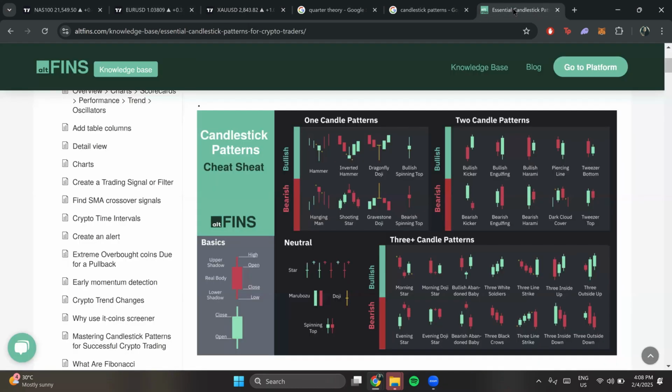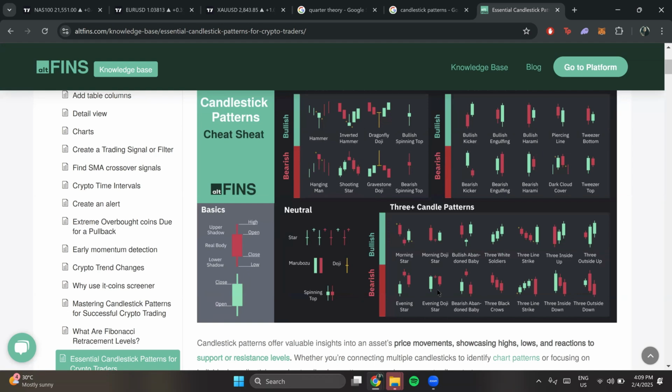I have a little cheat sheet here for you guys. Looking at this, we have different candlestick patterns: one candle, two candle, three candle, etc. There's the hammer, with the wick to the bottom, the inverted hammer with the wick to the top, the dragonfly doji, the bullish spinning top, the bearish spinning top, the gravestone doji, the shooting star, the hanging man. Then we have bullish engulfing, bearish engulfing, all these other nice stuff here. Then we have morning star, evening star, evening doji, morning star.